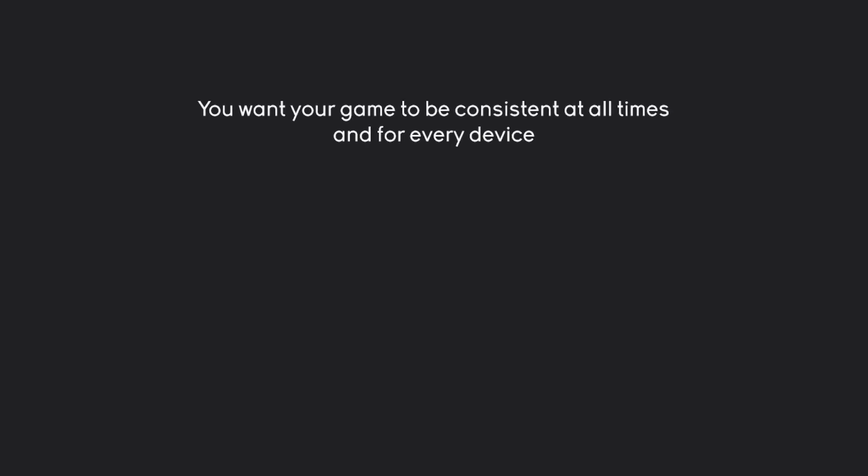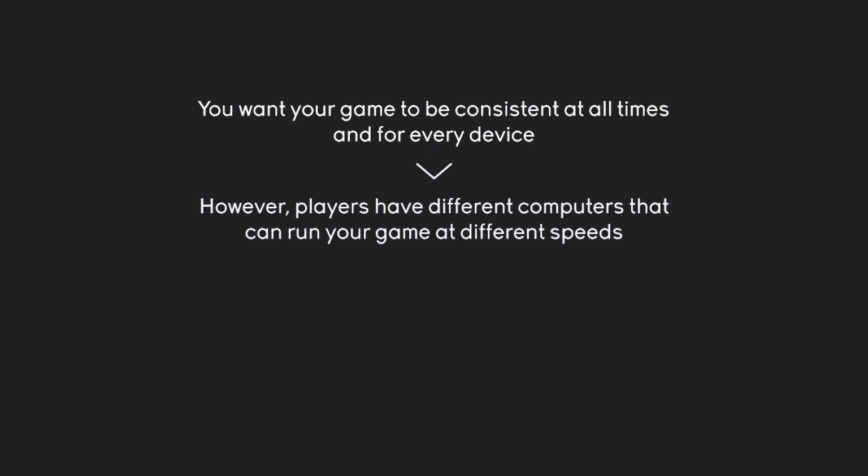If you make any kind of game, you want it to be consistent at all times and for every device. But the problem is that players have very different kinds of devices. So some players have really good computers, other players have really old and weak ones. And in practice, that means that you might have one player with a really good PC that runs your game at 600 frames per second, whereas another player might have a really old computer that can only run 30 frames per second. And you want both of these players to have the same experience in your game.